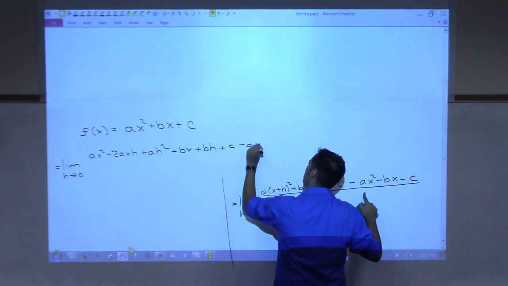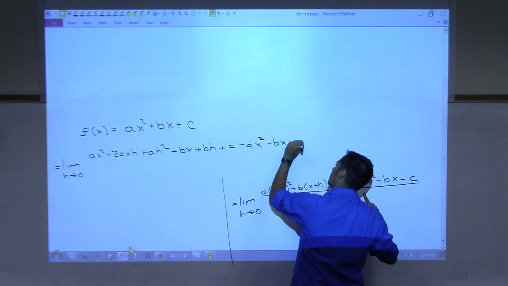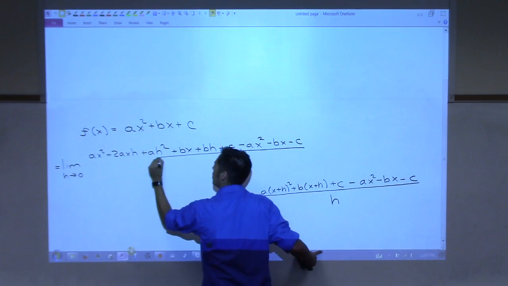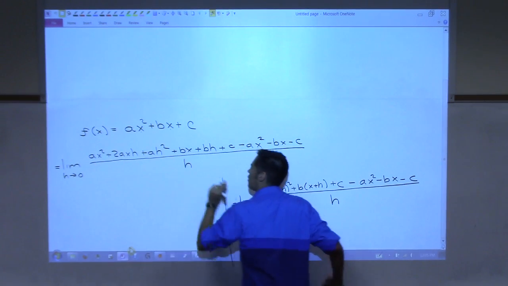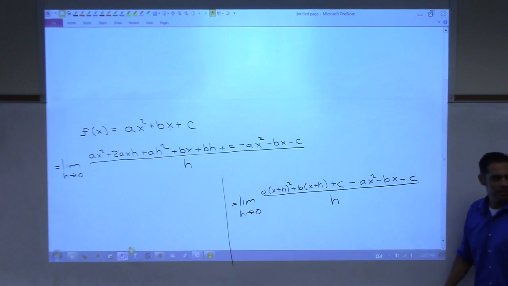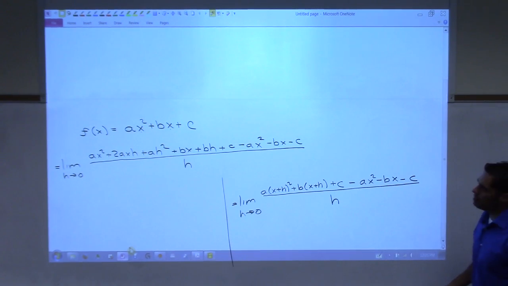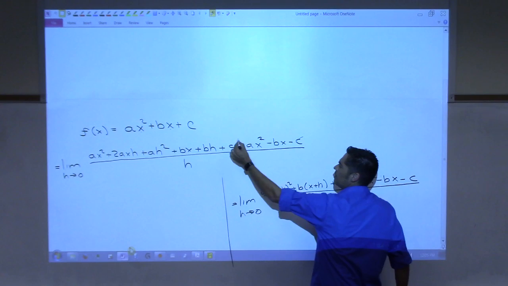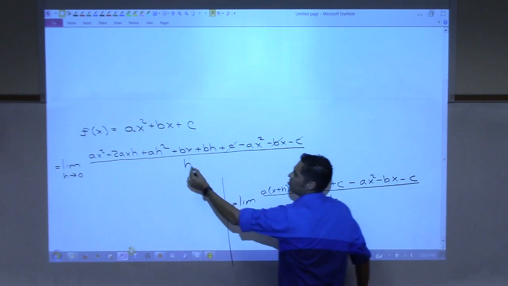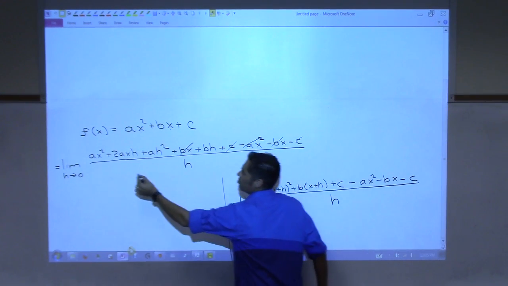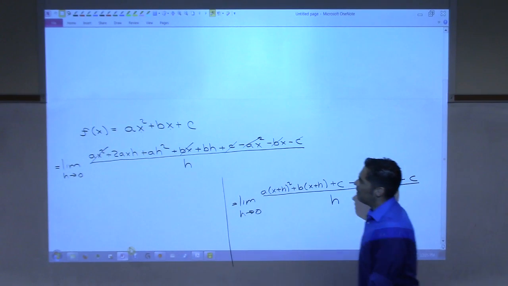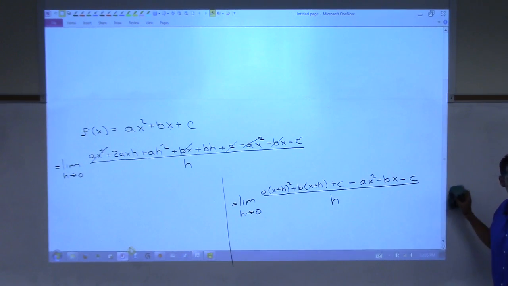Minus ax squared minus bx minus c, all of this over h. Are y'all still on board or not? Yes? It's all going away, right? We're getting good stuff here. The c's are gone. The bx is gone. The ax squared is gone. Everything else has an h, right?